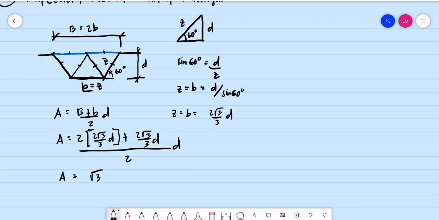D times D, square root of 3, D squared. This is the area of the most efficient trapezoidal section. What will be the equivalent of the wetted perimeter?